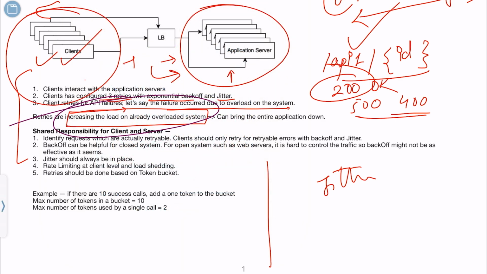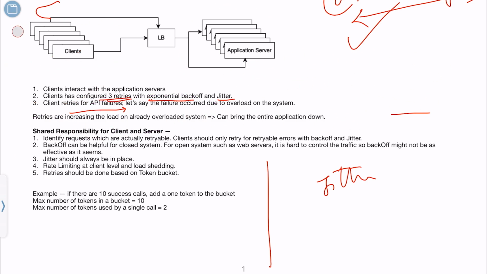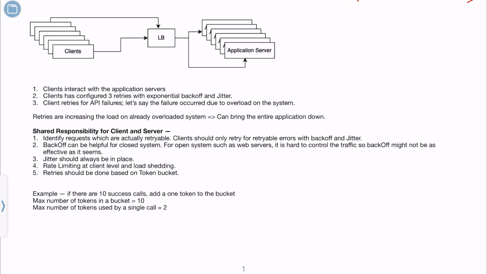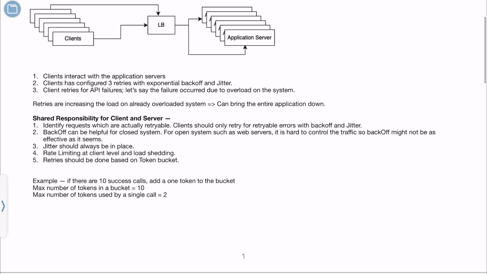If a person is already doing a lot of work, you don't assign him additional work; you have to reduce that work. Similarly, if the system is already under load, you shouldn't increase the load. This can bring the entire application down. So we have to somehow ensure that if the application is already under load, we reduce the number of calls which we are making.